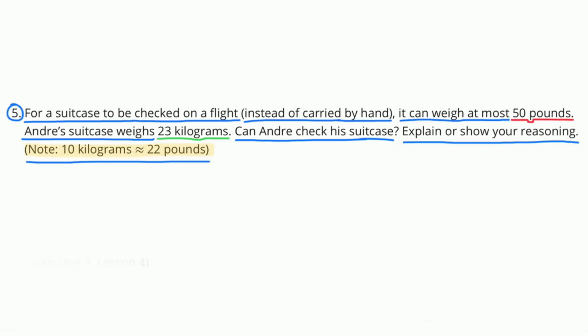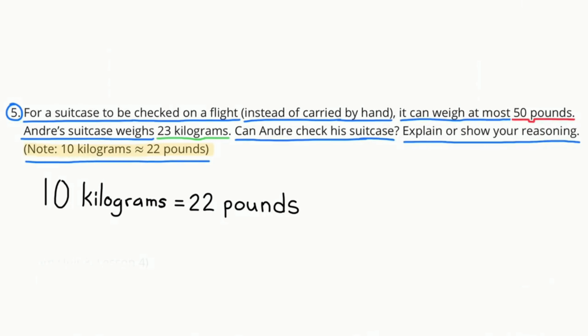Number 5. For a suitcase to be checked on a flight instead of carried by hand, it can weigh at most 50 pounds. Andre's suitcase weighs 23 kilograms. Can Andre check his suitcase? Explain or show your reasoning. Note, 10 kilograms is just about 22 pounds. So they told us that 10 kilograms weighed just about 22 pounds.